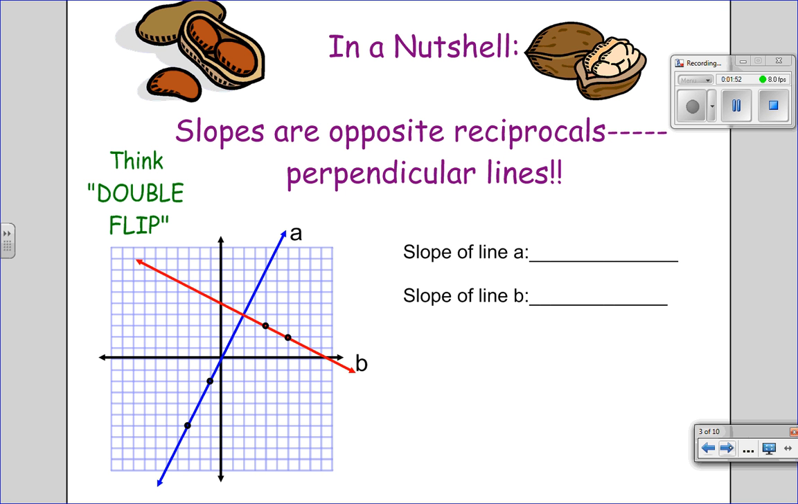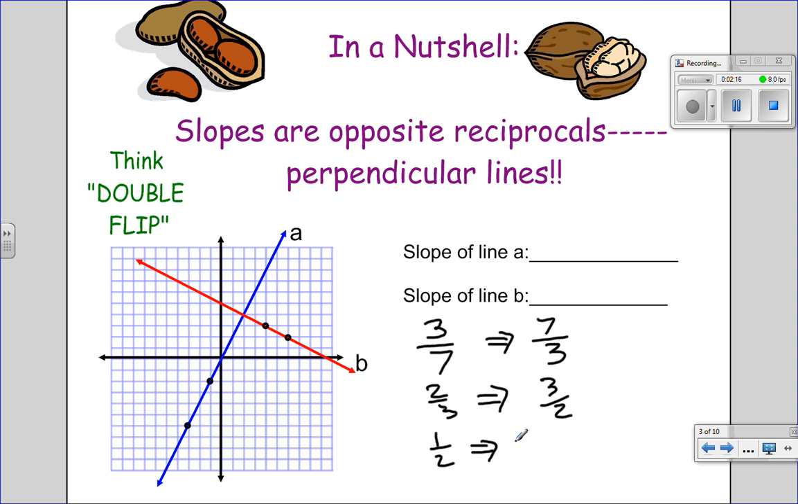For perpendicular lines, we have to see if their slopes are opposite reciprocals of one another. Perpendicular means they cross at a 90-degree angle, so the slopes have to be opposite reciprocals. What a reciprocal is, if I take the fraction 3 over 7, the reciprocal of 3 over 7 would be to flip that fraction to 7 over 3. So 2 over 3's reciprocal would be 3 over 2. 1 over 2's reciprocal would be 2 over 1, which would just be 2.